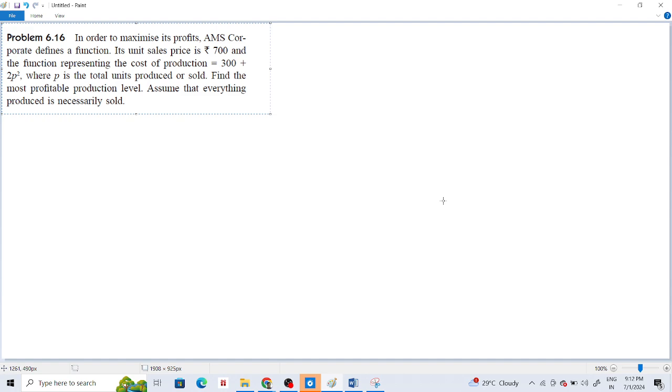Because for GK and English you don't need to think, it's completely memory based.